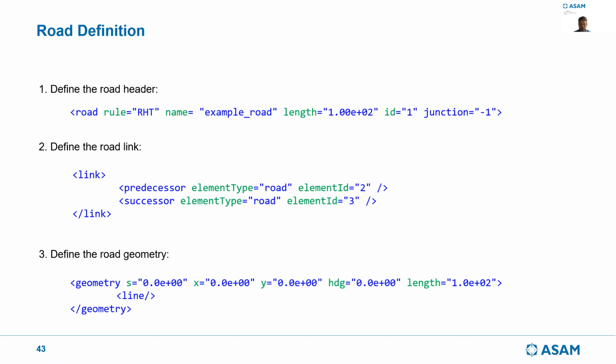And then, of course, we have to define the geometry as a reference line that the road can follow. In that case, of course, we will use a straight line that is going to be 100 meters long. It doesn't have any heading, starts in the inertial coordinate system at 0, 0, and of course at the s coordinate 0. And then we define that as a line element.